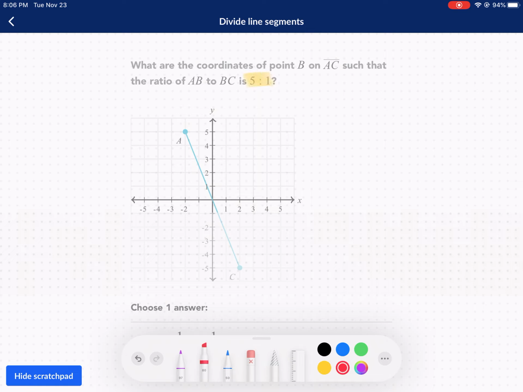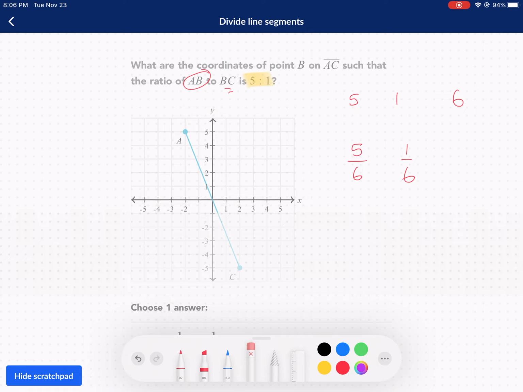Ratios are kind of like comparing two of the portions, but really what it's saying is we have a portion of 5 and a portion of 1, so the total amount of parts is 6. So AB is 5/6 of the whole length, and BC is going to be 1/6 of the whole length. That's where that 5 to 1 comes in, but that makes it a little bit more confusing. Really what we're looking for is 5/6. Now, how do we do that?